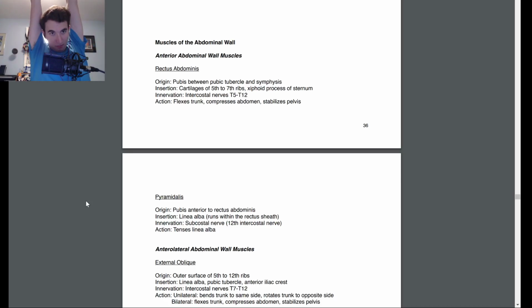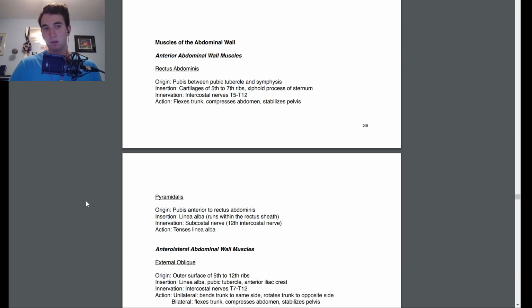Now we go into the muscles of the abdominal wall. The anterior abdominal wall muscles specifically. We have the rectus abdominis, which originates at the pubis between pubic tubercle and symphysis. It inserts at the cartilages of 5th to 7th ribs, xiphoid process of the sternum as well. Innervation is caused by the intercostal nerves of T5 through T12. And the actions are that it flexes the trunk, compresses the abdomen, and stabilizes the pelvis.